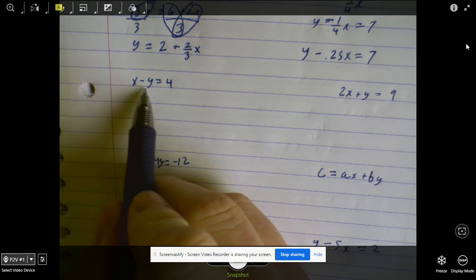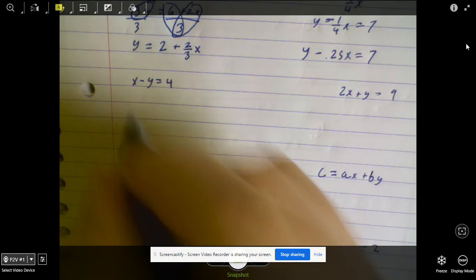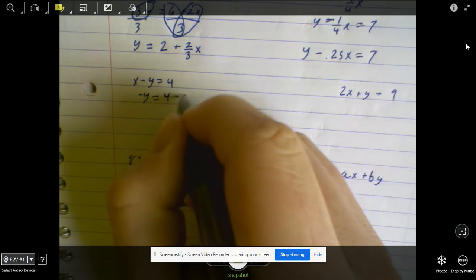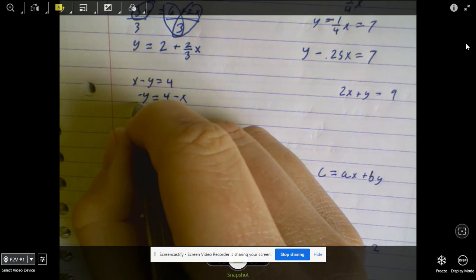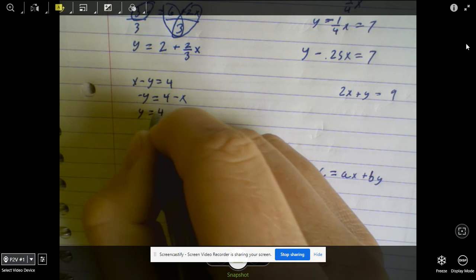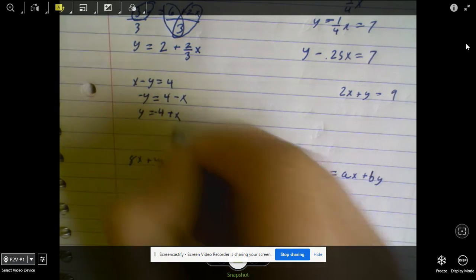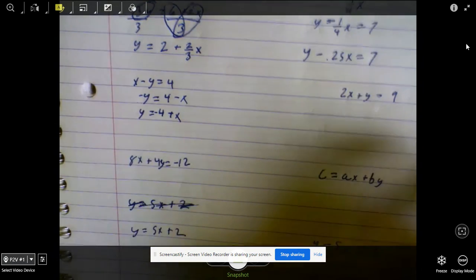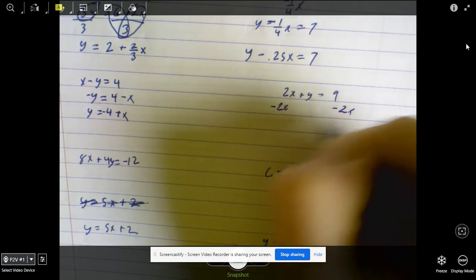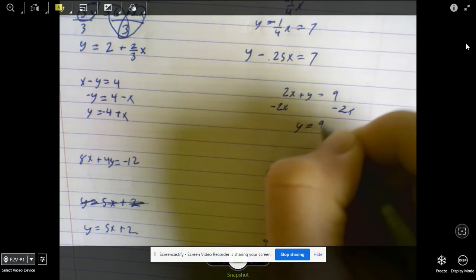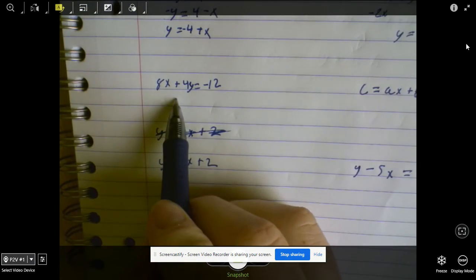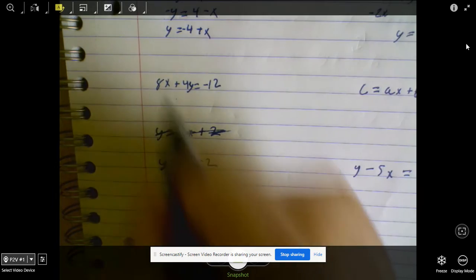I have an x minus y, so we're in standard form, and I need to put it in the opposite form. So I'm going to do y equals 4 minus x. And then since that's a negative y, I'm going to make the whole thing change. So y equals negative 4 plus x. And we're set. Same thing, standard, need to change it. y equals 9 minus 2x. Done.